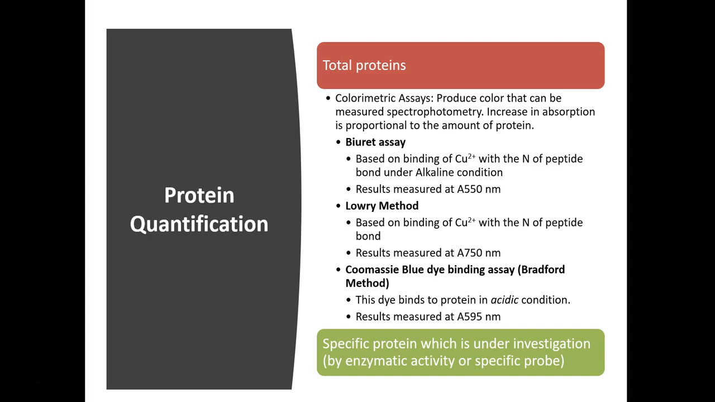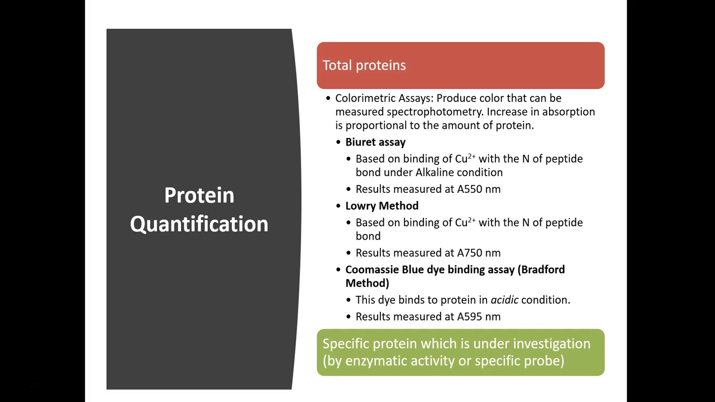To do that, we run total protein quantification assays, where we just look at the total amount of protein present. We do that many times using colorimetric assays. These types of assays produce a color change that we can measure with spectrophotometry, and we can look at the absorbance that we receive from the spectrophotometric analysis to quantify the amount of protein.